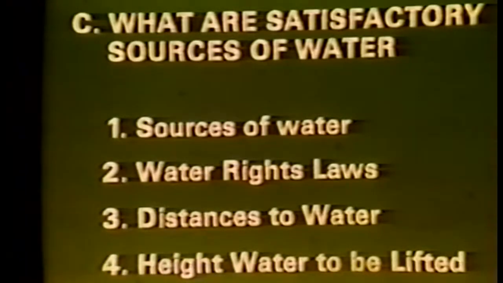When you have established how much water is needed to meet the crop's seasonal and peak use requirements, the next step is to determine whether there is or can be provided an adequate source of water to meet these requirements. You need to consider the sources of water available to the farmer, water rights laws as they affect the use of that water for irrigation, the distance the water will have to be pumped to reach the crop you want to irrigate, and to what height the water must be lifted or pumped to reach the field to be irrigated.